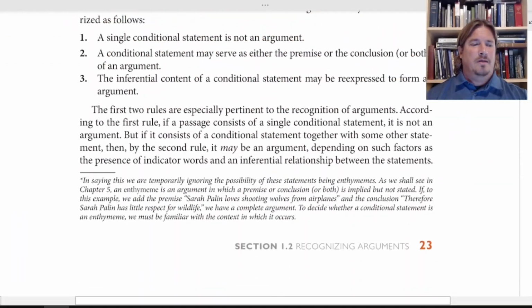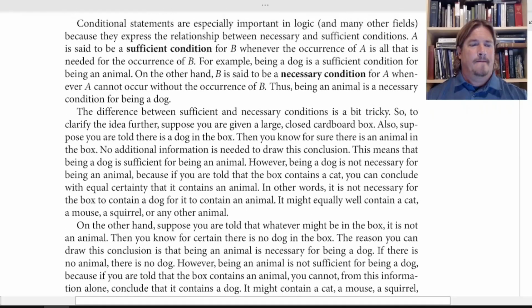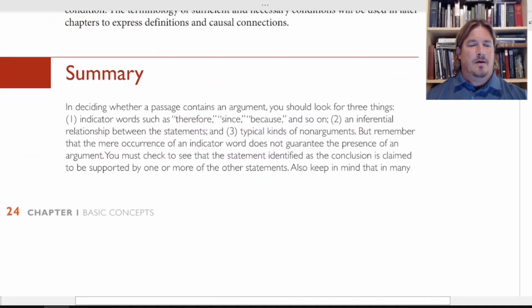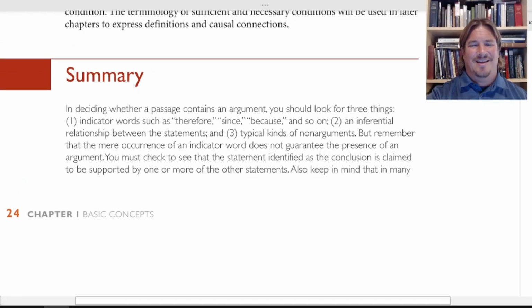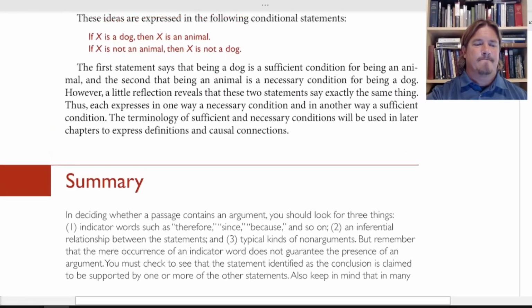All right, a couple more of these. Let's see. Oh, that's it. Okay. So again, just remember that arguments always have a specific structure: premises, conclusion, attempted inference. Non-arguments don't. That's the key. That's the key idea.